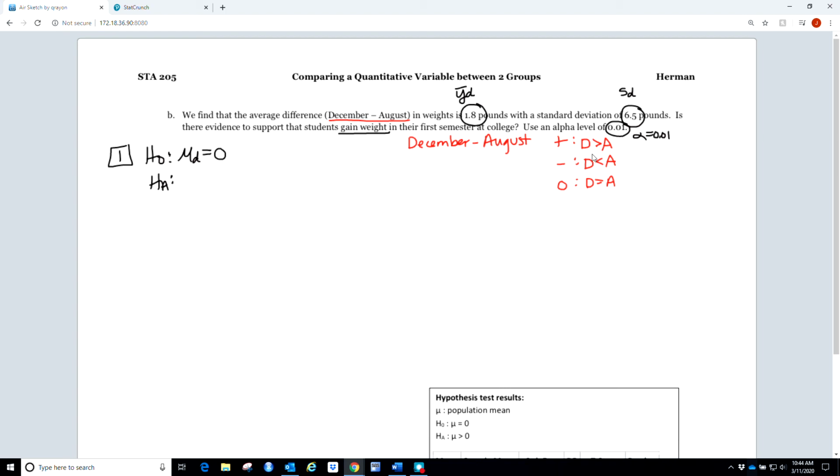If you're ever unsure, you can always try a number. So suppose someone weighed 180. If they gained weight, they would have weighed less in August. So I can see here that I do actually have a December is greater than August, which also points me to this positive number, telling me then that for my alternative hypothesis, I'm going to have that same greater than sign that I see here, as well as the idea of it being positive would mean that it's bigger than 0.